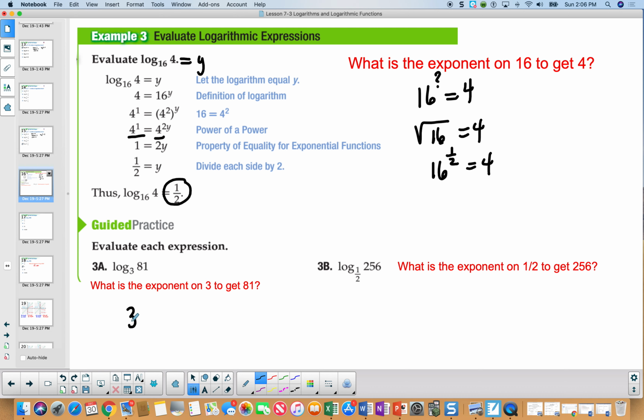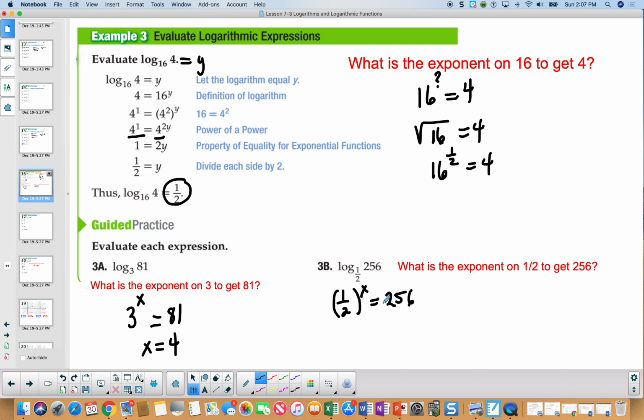What is the exponent? And maybe I can just say x instead of saying question mark. What is the exponent on 3 that you'll get 81? And then some of you might be able to see that the answer is 4. What is the exponent on 1/2 to get 256?